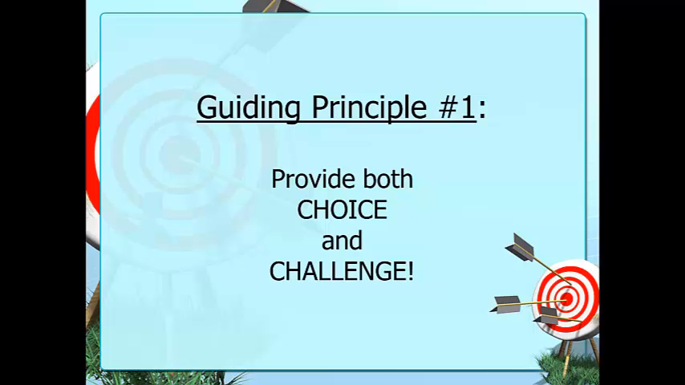The first guiding principle is the 2 C's of differentiation. I call these choice and challenge. Students need to be provided both with choice, where appropriate, and an appropriate level of challenge. The level of challenge should not be too great or too little, because then that just causes frustration. And providing not enough challenge can lead to boredom and apathy.